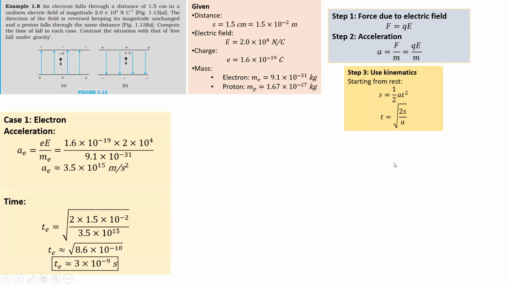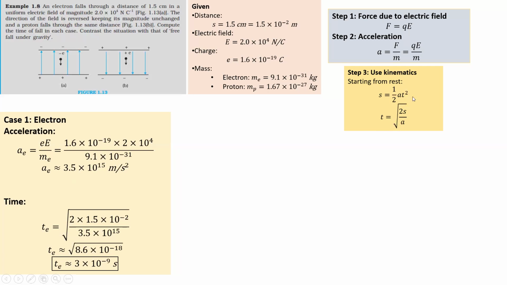First case, for the electron, we are using the formula acceleration equal to qE divided by m. The charge of the electron 1.6 × 10^-19 multiplied by the electric field 2 × 10^4 given in the question, divided by the mass of the electron 9.1 × 10^-31. After simplification, we get the acceleration of the electron as nearly 3.5 × 10^15 meter per second square.